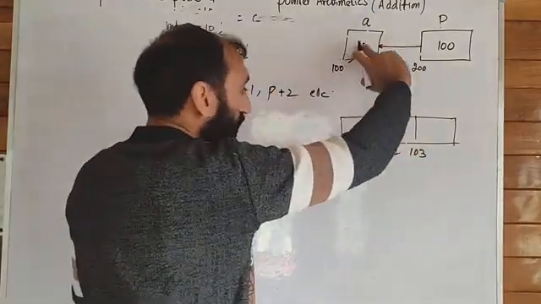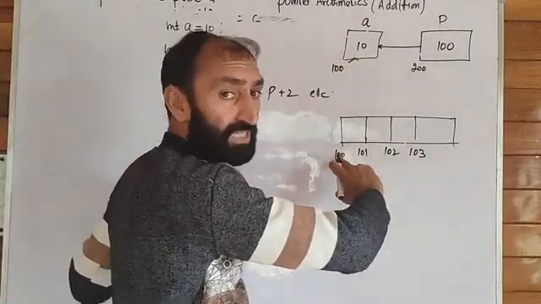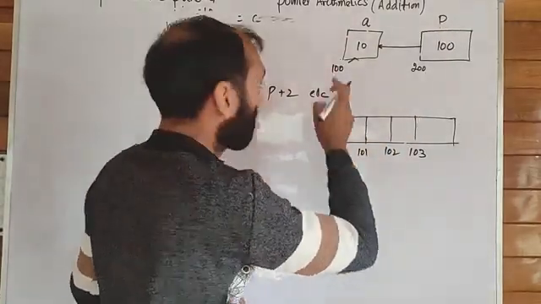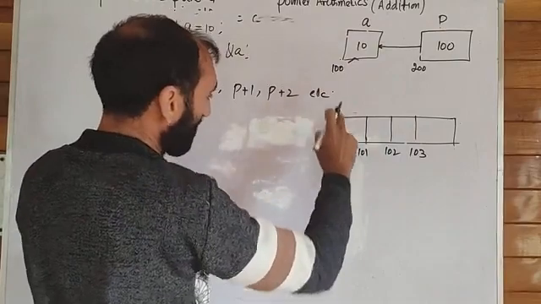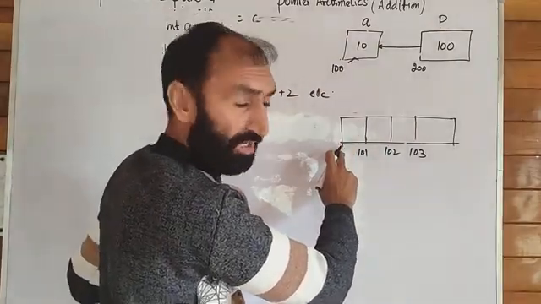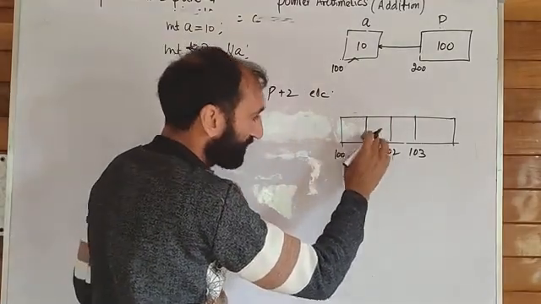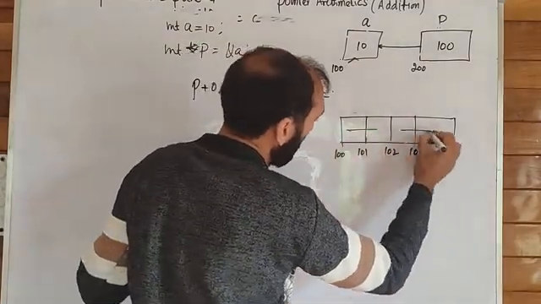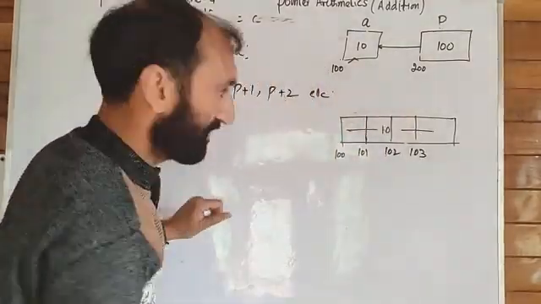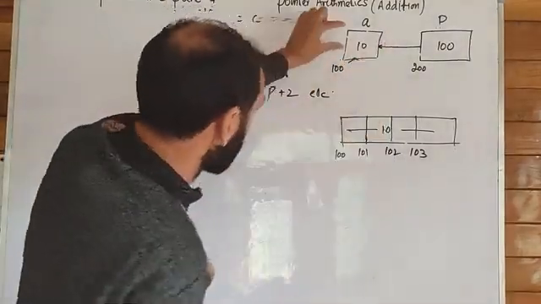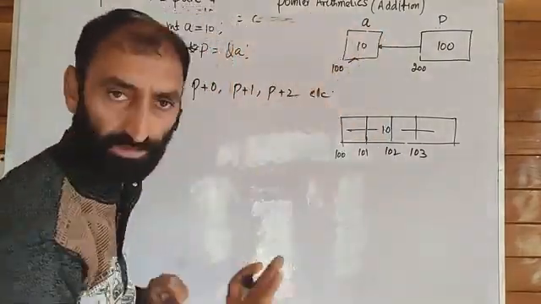Actually, what do pointers store? Pointers store the base address of the variable. The base address is 100, that means the address of the first byte. In this memory the value is 10, shown here for simplicity in one slot.